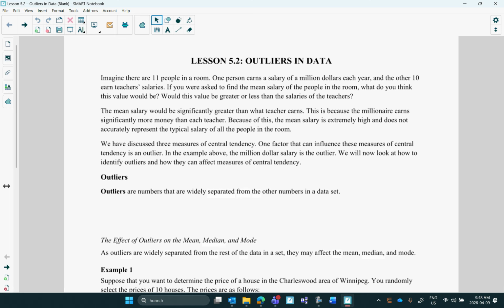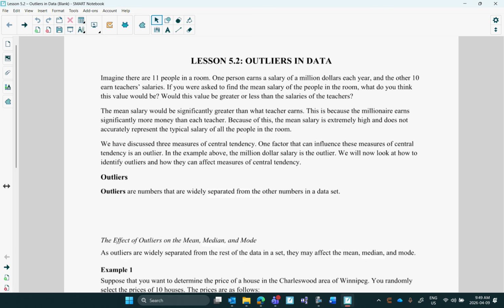So if you were asked to find the mean, do you think it would be higher than the teacher salaries? Yes, because of that 1 million that the one person makes. Okay? Because what happens is extremely high values will pull the mean up, extremely low values will pull the mean down.